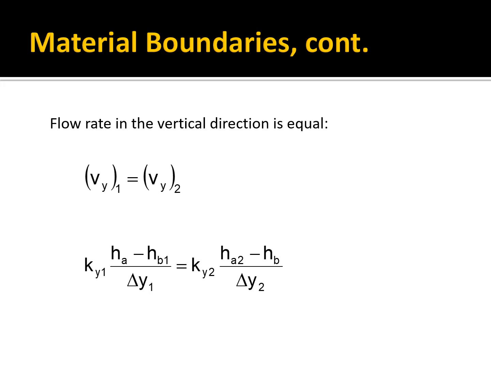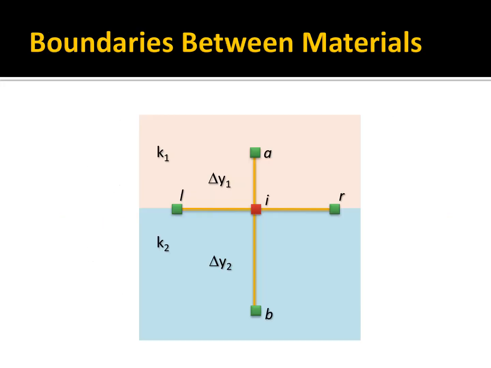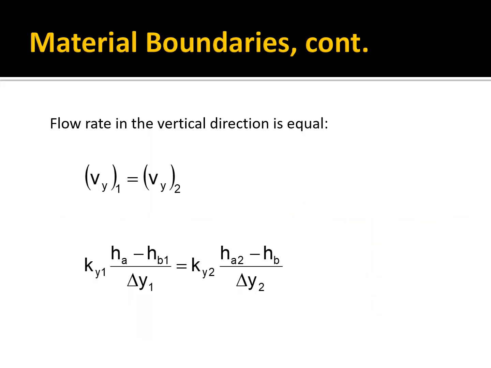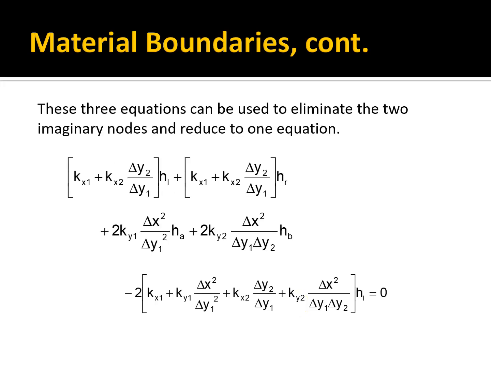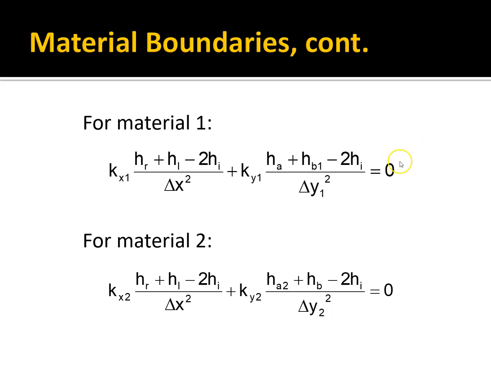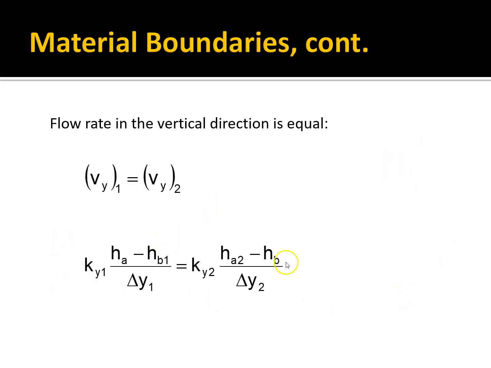so K. Let's go back to this. So K. Up here we have HA minus HI divided by delta Y1. And for down here we have HI minus HB divided by delta Y2 for our hydraulic gradients. And so here are our equations. We have KY1, KY2. So this is just continuity using Darcy's law. And so this gives us three equations. This is 1, this is 2, and this is 3.